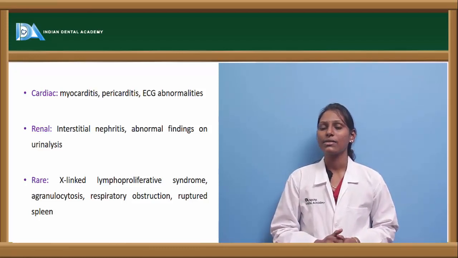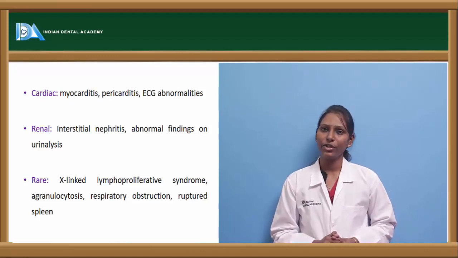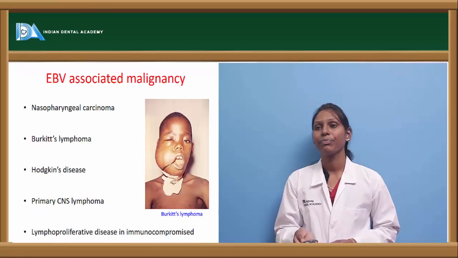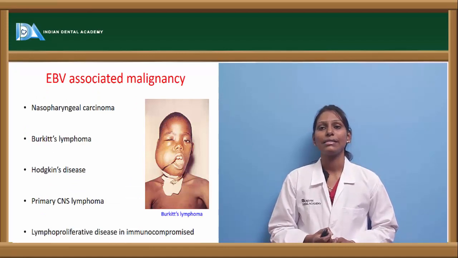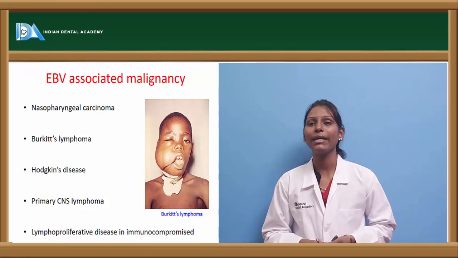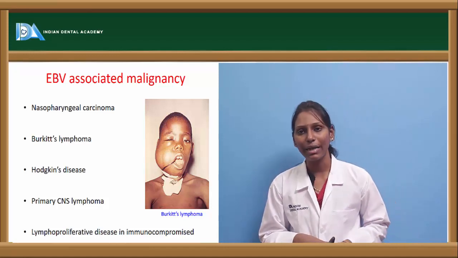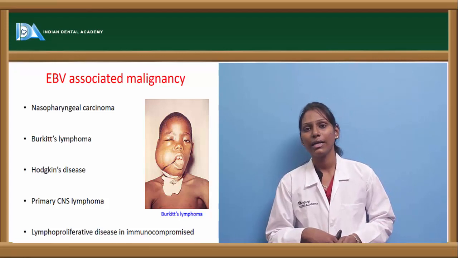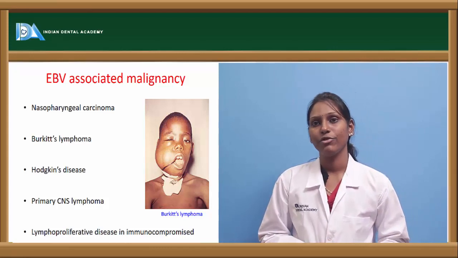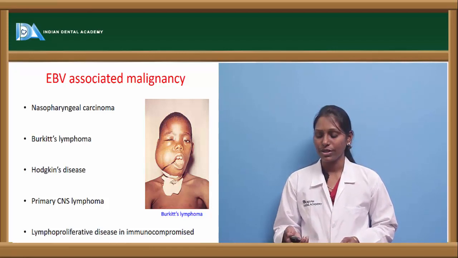Certain rare complications are associated with infectious mononucleosis, and they include X-linked lymphoproliferative syndrome, agranulocytosis, respiratory obstruction, and ruptured spleen can also be seen in these cases. Coming to Epstein-Barr virus associated malignancy. Epstein-Barr virus is one of the oncoviruses, that is it has a high propensity to cause malignancies. Some of the common malignancies associated with Epstein-Barr virus include nasopharyngeal carcinomas and Burkitt's lymphoma, Hodgkin's lymphoma, primary CNS lymphomas and lymphoproliferative disease in immunocompromised cases. These are various EBV associated malignancies.